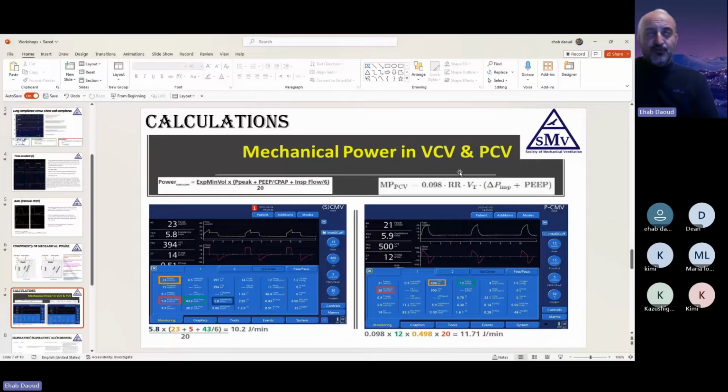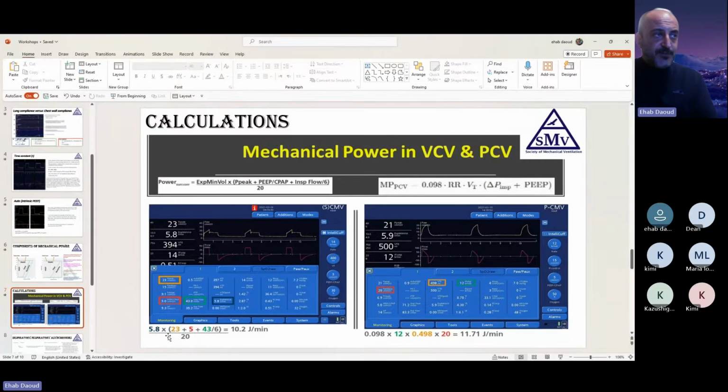Of course, because as we said, the area under the curve in volume control is different from pressure control, so there's two different formulas. In the volume control here, it's expiratory minute ventilation, minute volume, multiplied by the peak airway pressure, plus the PEEP, plus the inspiratory flow divided by 6, all divided by 20.